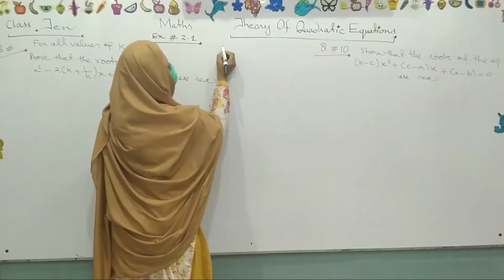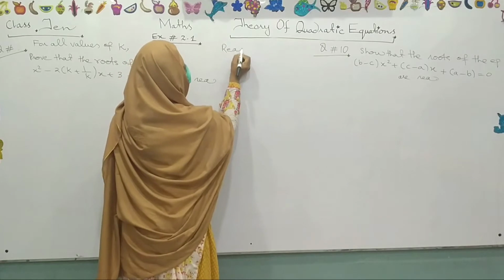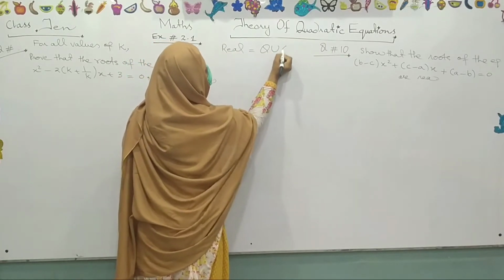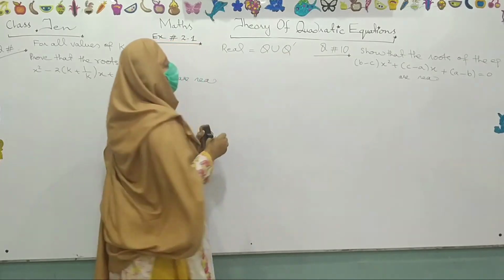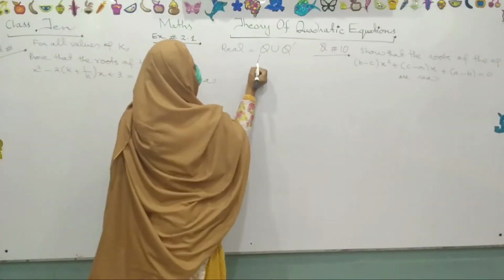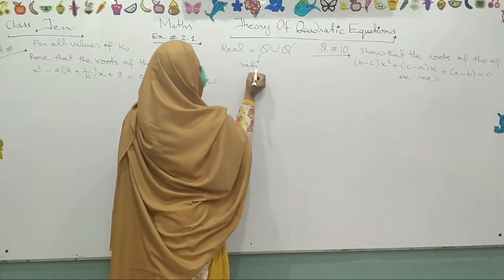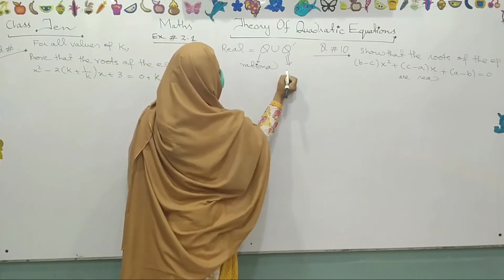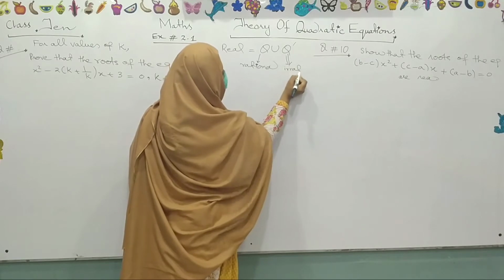And students, you know what is real? Real is a union of rational and irrational. What is Q? Q is rational. Q stands for rational. And what is Q prime? It stands for irrational.